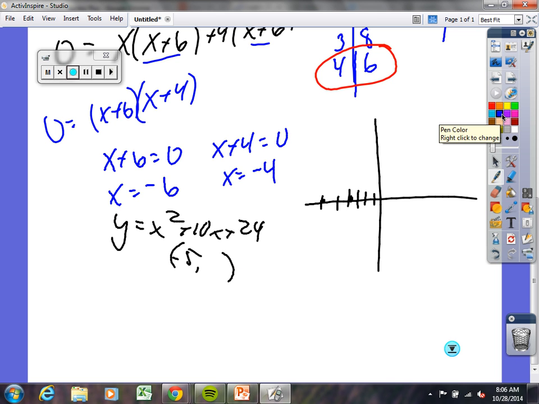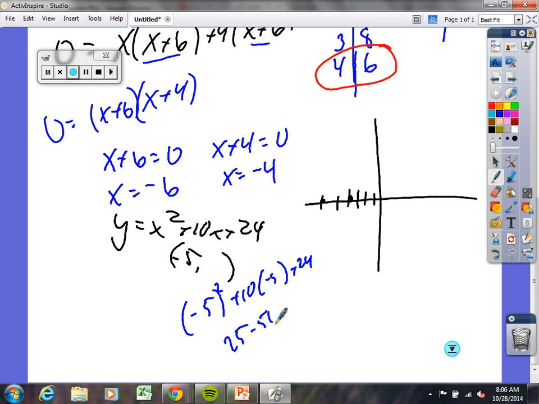Okay, so when I plug that in, that's negative 5 squared plus 10 times negative 5 plus 24. So that's 25 minus 50 plus 24. Comes out to negative 5. So right here, and notice all the way up at 24. There's my graph, basically, isn't it?